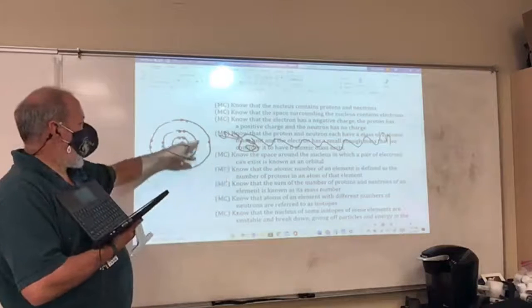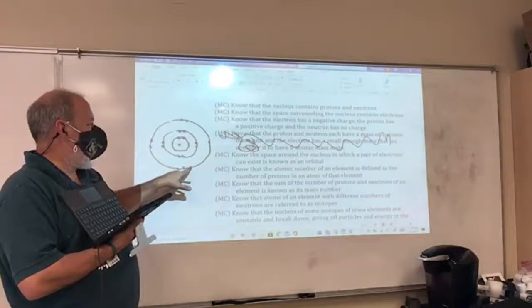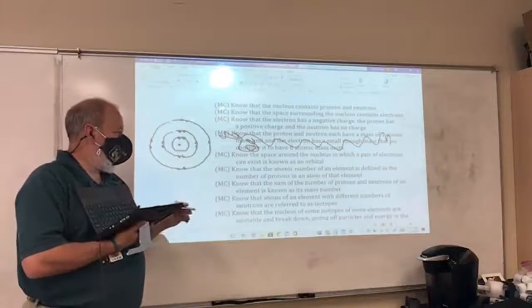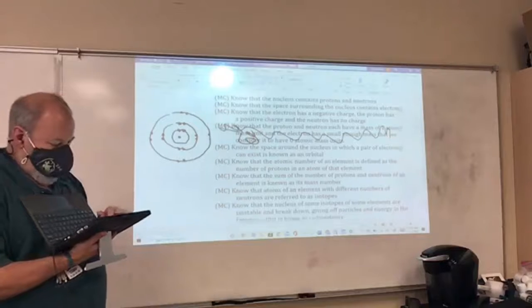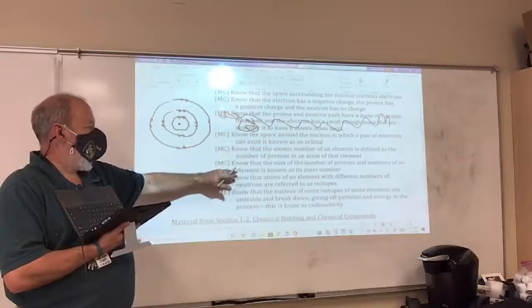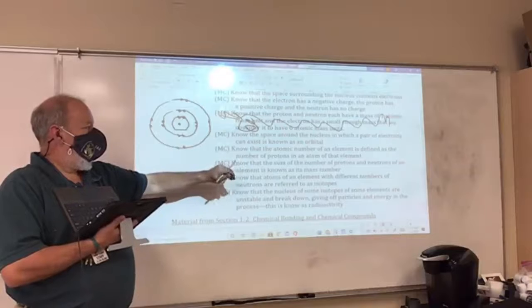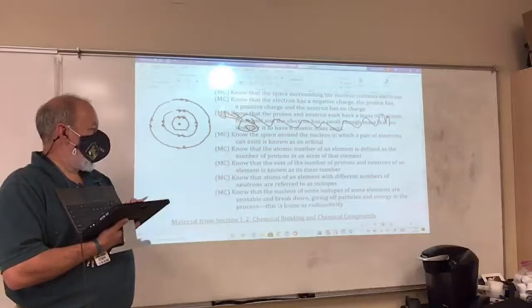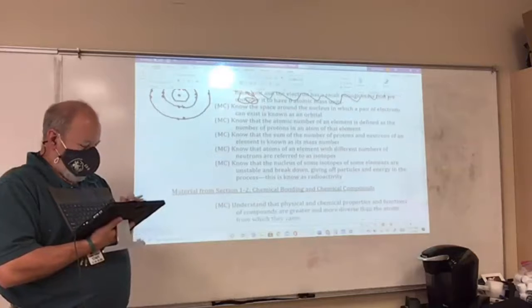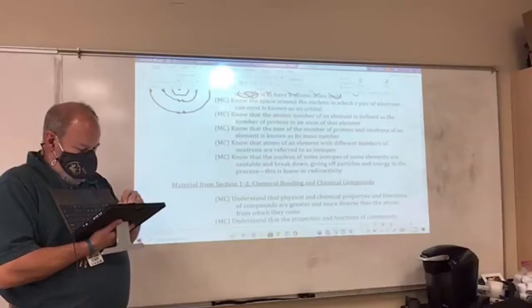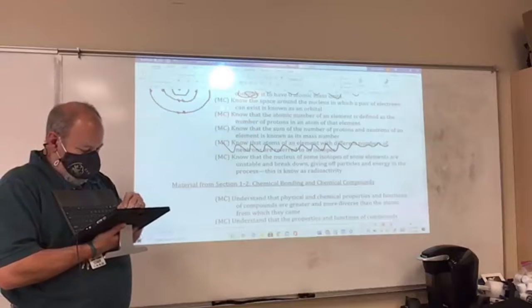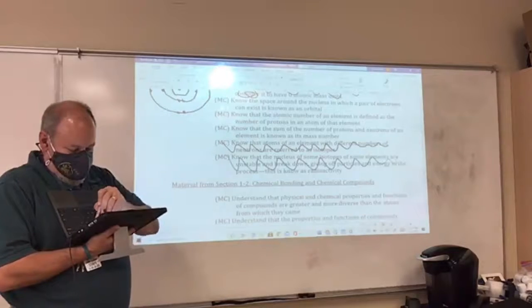So a bunch of you will tell me that an orbital can hold 8 electrons. An energy level can hold 8 electrons, but an orbital can only hold 2 electrons. Know that the atomic number of an element is the number of protons. Know that the sum of the number of protons and neutrons is the mass number. And we're going to scratch out isotopes. So scratch that out and scratch that out. Okay?